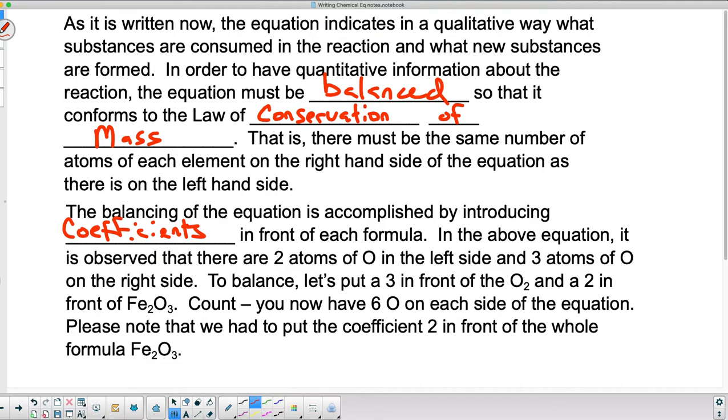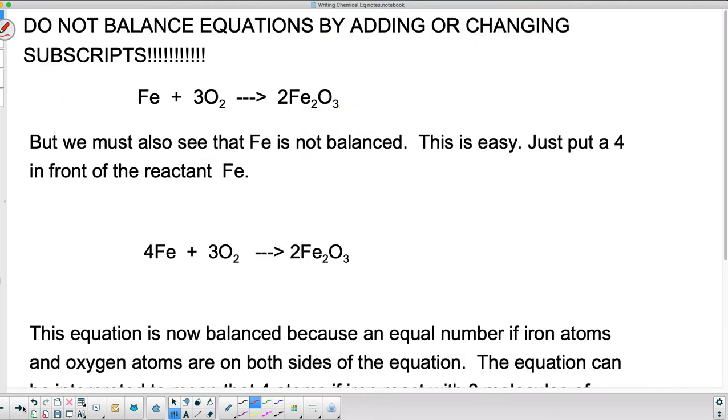Please note that we had to put the coefficient 2 in front of the whole formula of Fe2O3, and here's what it looks like. So here's the 2 that goes in front of the Fe2O3. 2 times 3 gives us 6 oxygens here. Okay, that's 6 oxygens. And then 3 times 2 gives us 6 oxygens here. Okay, the equation is now balanced for oxygen.